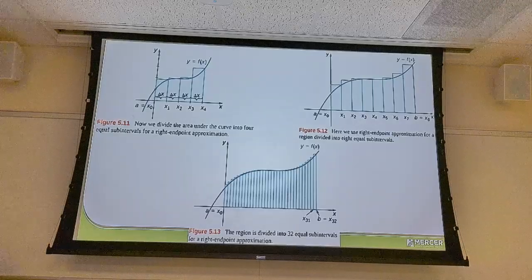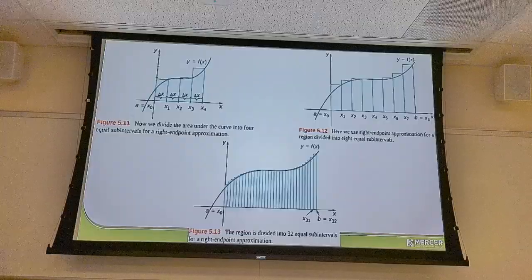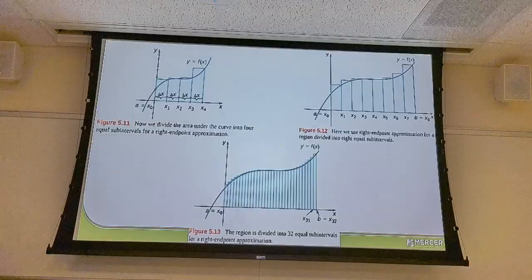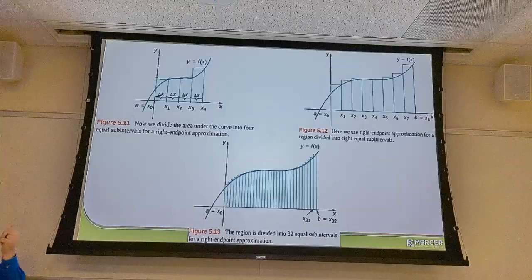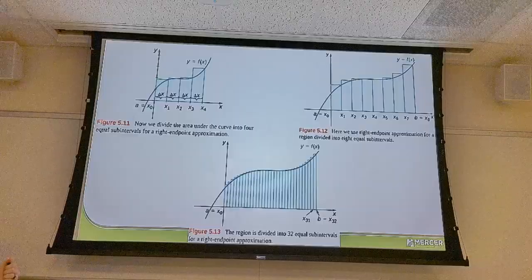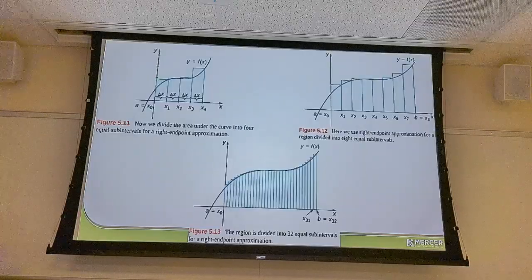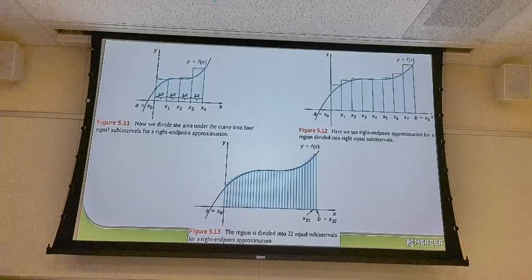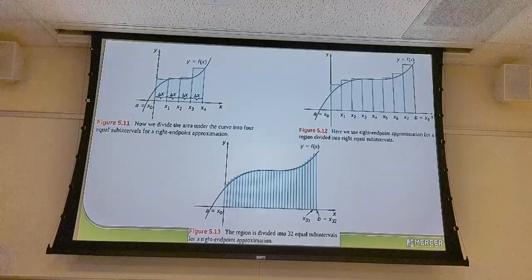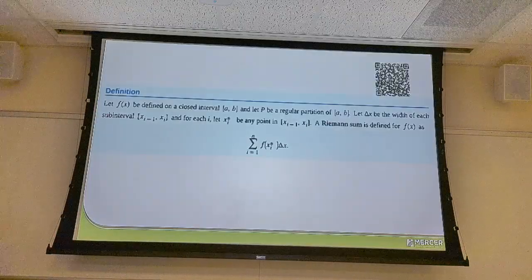These are not the only ways to choose your sample points, right? There's also a midpoint that I'll leave for Calc 2. I'll let you learn that in Calc 2. But you could decide, oh, I'm going to do a quarter point or a 3/4 point. Or, I'm just going to pick a point at random in each interval. Doesn't matter. Collectively, these are known as Riemann sums.